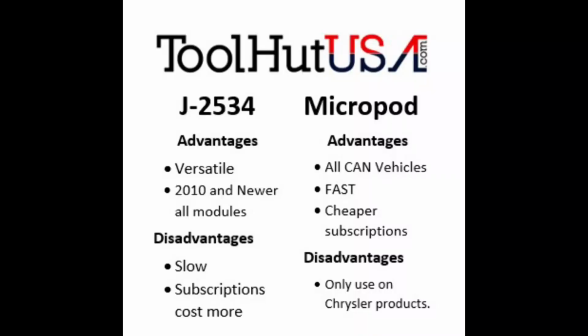Okay, so let's do a quick comparison before we get started here. J-2534 device, the biggest advantage is its versatility. You can use it on several vehicles, not just Chrysler. You can do 2010 and newer, all modules. If you have an LSID, you can even do all of the SKIM resets until current models. I don't know that there's any restrictions on the newer vehicles. I don't think so.